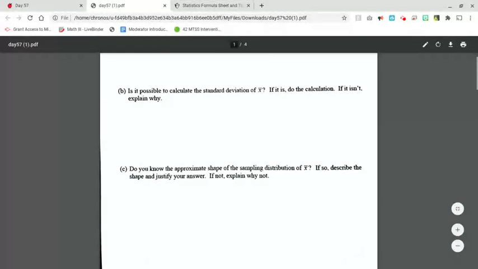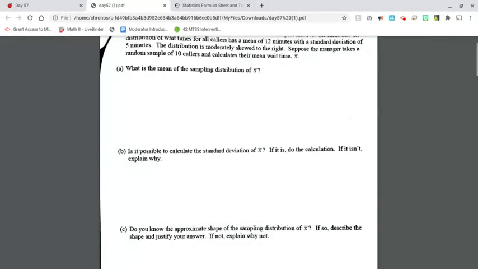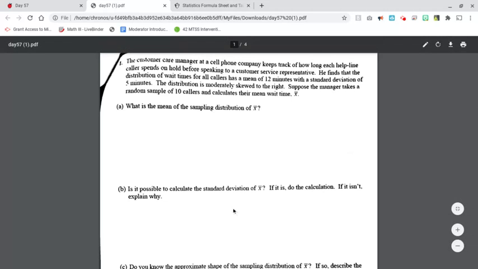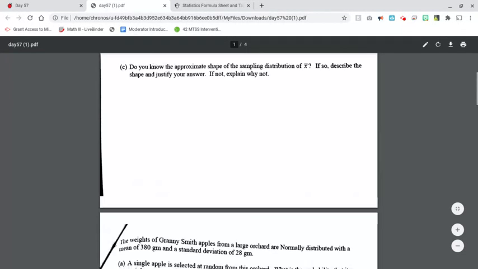C, do we know the approximate shape of the sampling distribution? Again, if our random sample is at least 30, then it doesn't matter what the population is. We would say our sampling distribution is approximately normal. But since our sample is not at least 30 and the population is skewed to the right, then our sampling distribution is also going to have to be skewed to the right. So you need to explain that in C.